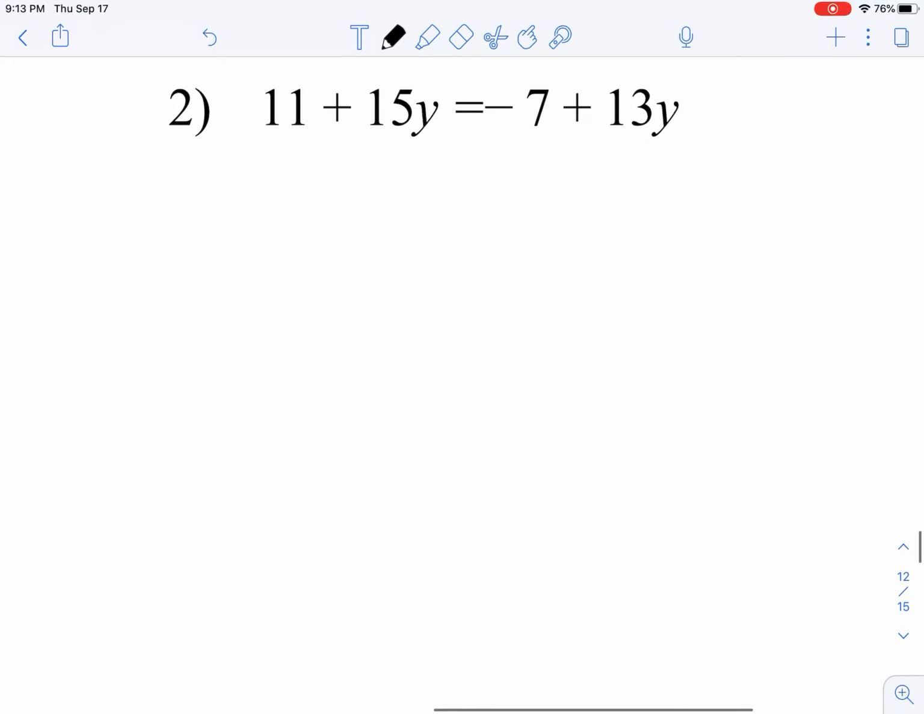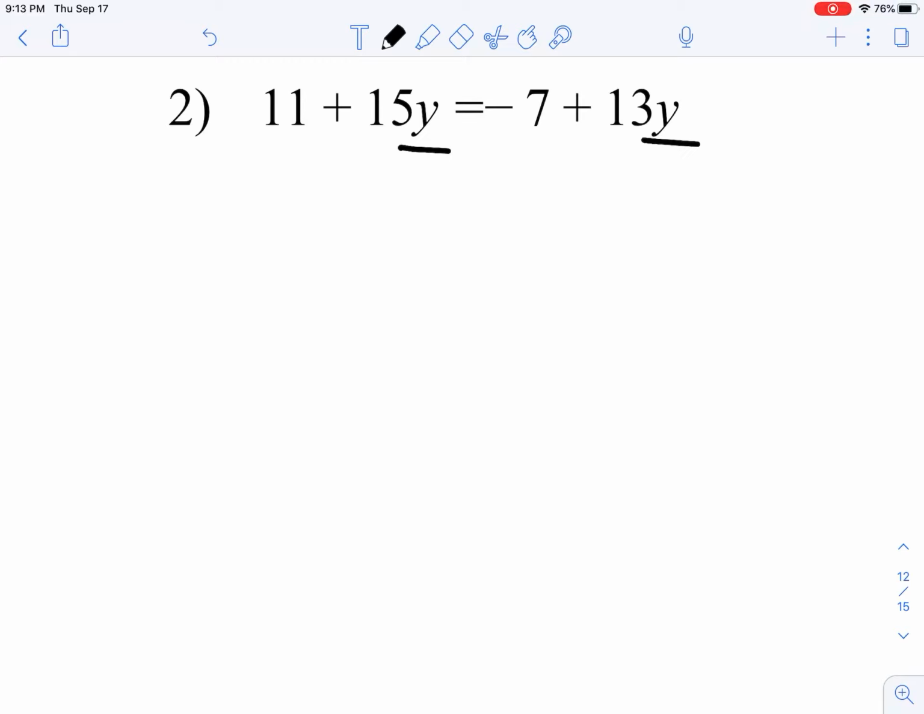Let's move on to the next one. For the next one, again, I'm looking to see if I can combine like terms, and on this one I can't. Like I can't combine the 11 with the 15y, and I can't combine the negative 7 with the 13y, so I can't combine like terms on the same side of the equal sign.